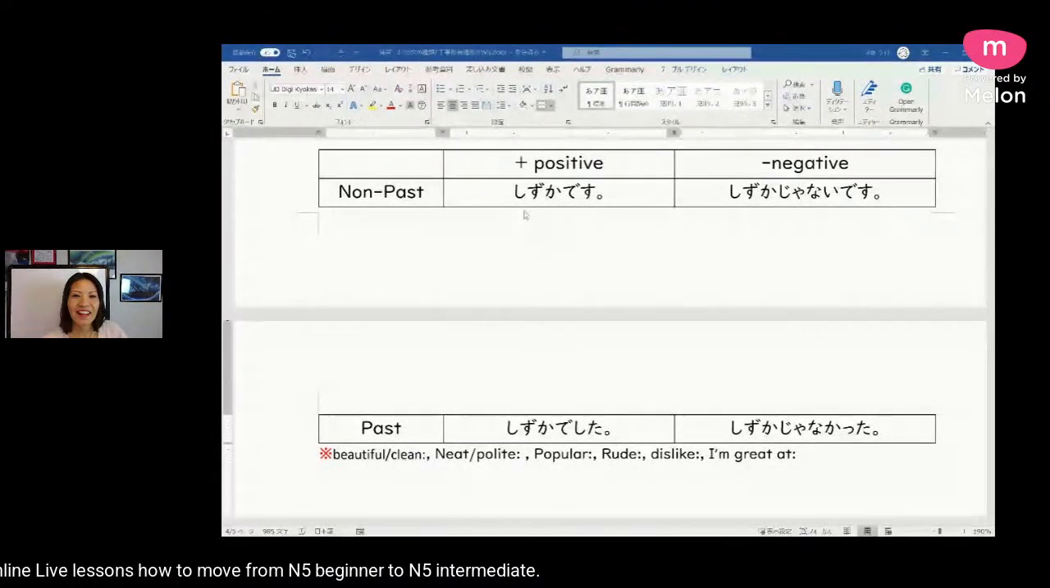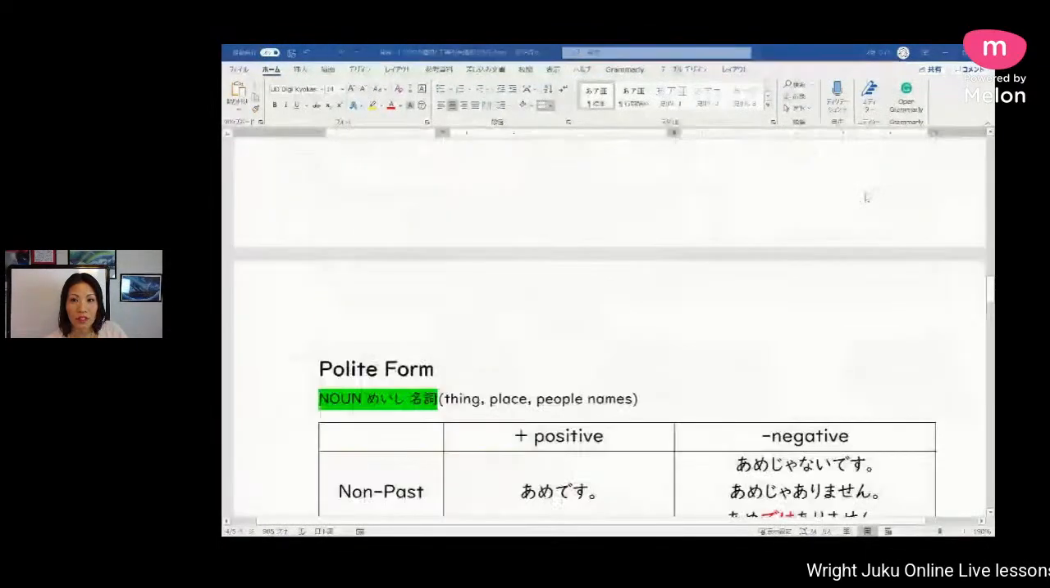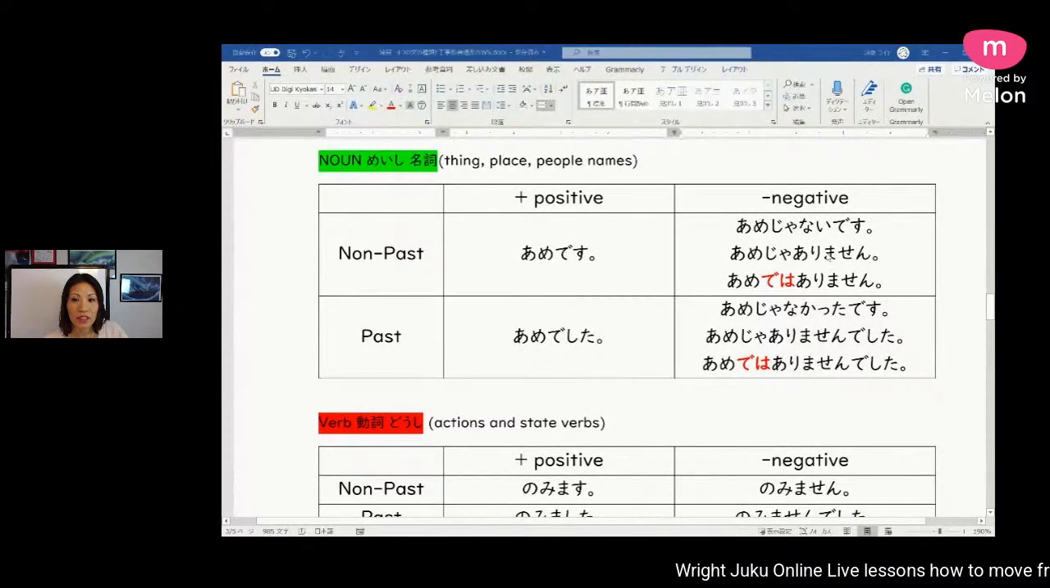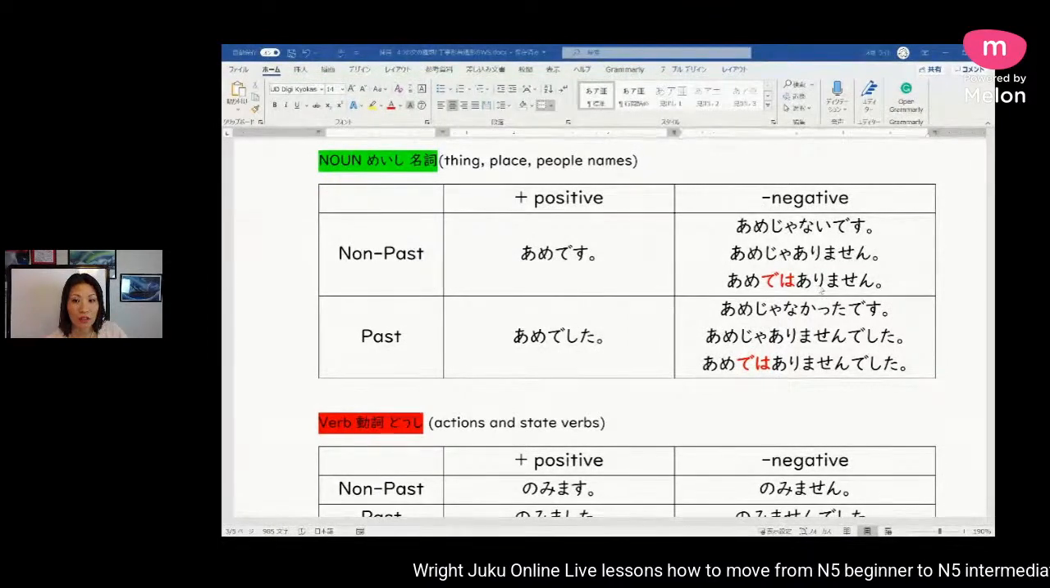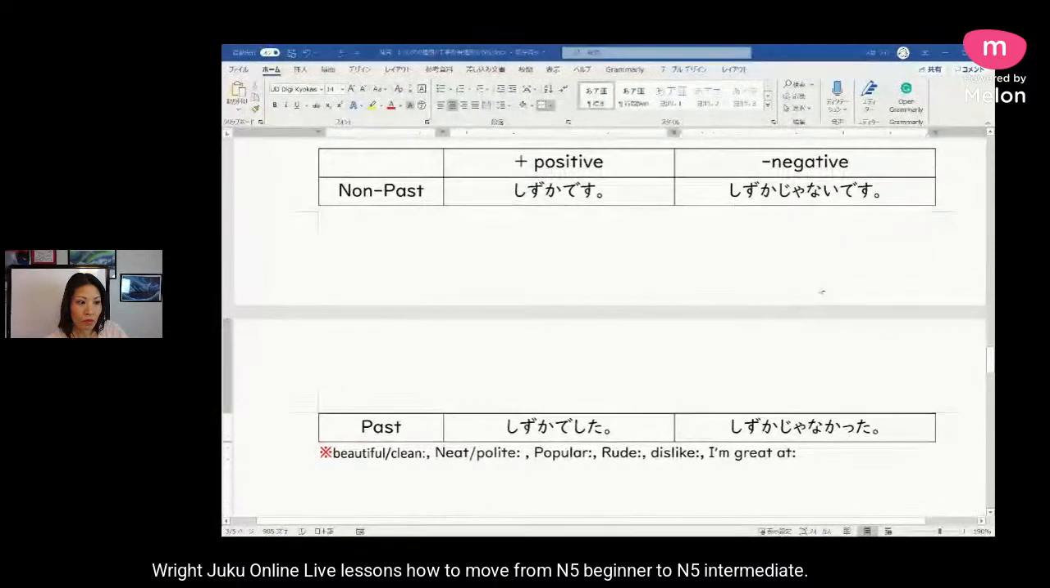Okay, so the answer is 静かです、静かじゃないです、静かでした、静かじゃなかった。It's actually the same form as a noun. 静かじゃありません or ではありません, you can actually use that as well. Okay.